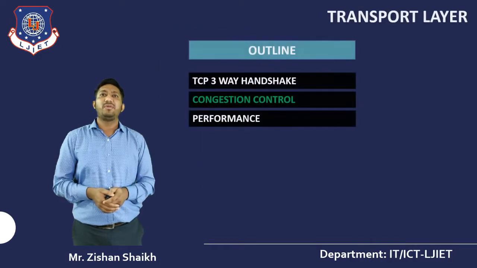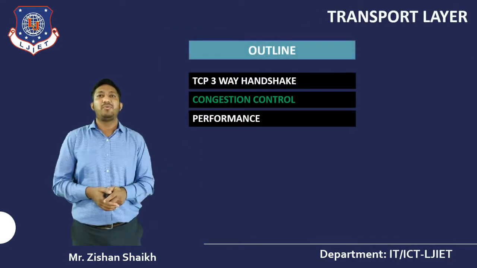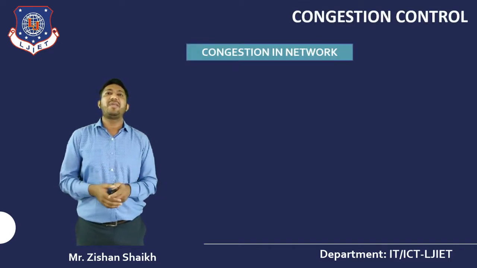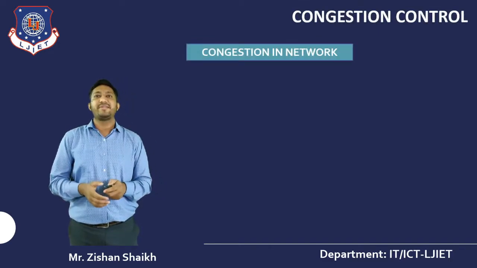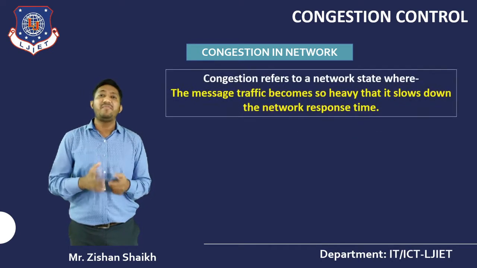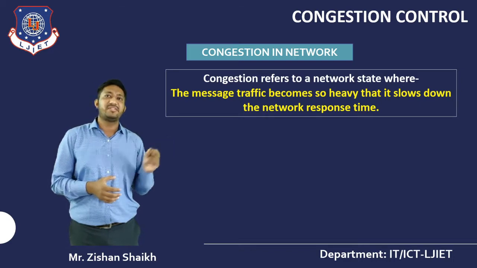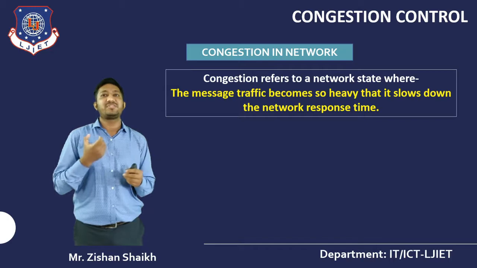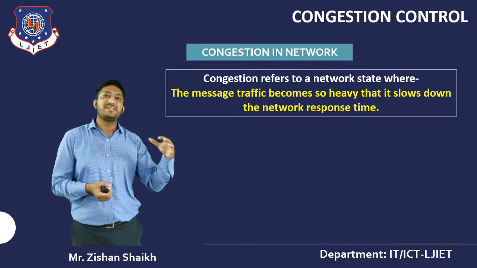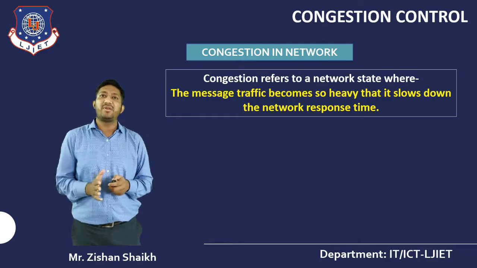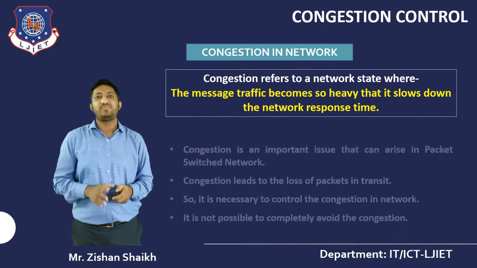Now we are moving to the next topic, congestion control. First question: why do we require congestion control in our transport layer? When we are talking about different sender and receiver speeds, this concept is useful. Congestion refers to the network state where the message traffic becomes so heavy that it slows down the network for the given response time.